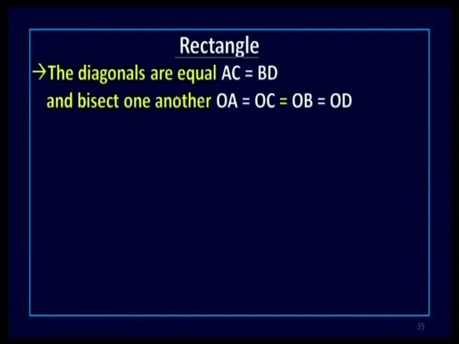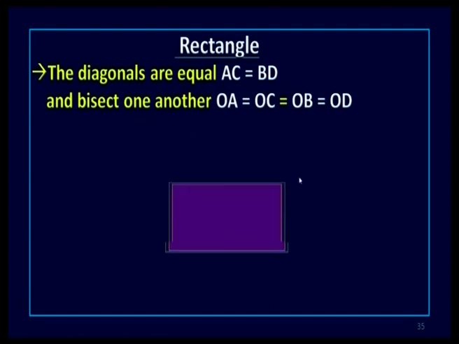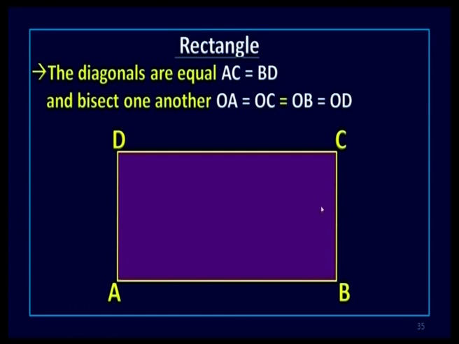In a rectangle, the diagonals are equal and bisect one another. Children, observe here, I am taking a rectangle ABCD, I am taking diagonal AC, I am taking diagonal BD, they are intersecting at O and I can say that they are bisecting one another. So, what can I say, children, here? OA equal to OC and OB equal to OD. So, in a rectangle, diagonals are equal and bisect one another. So, what can we say? OA equal to OB equal to OC equal to OD.